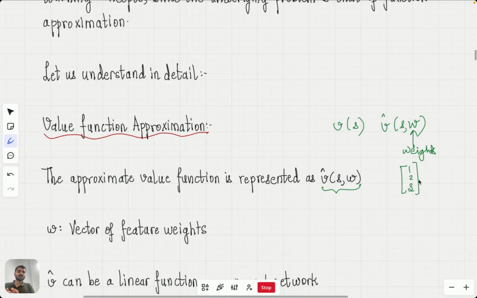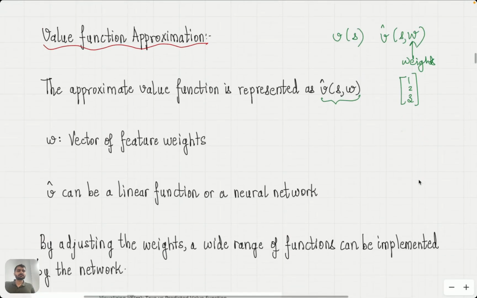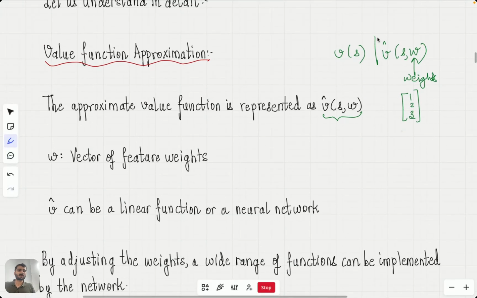So now the value function is dependent not only on our states, but it's also dependent on these weights, which are also called feature weights. I will explain why it's called feature weights in a while. So usually this function is used to approximate the value function. People who are familiar with neural networks can make an analogy here by thinking of these weights as similar to the weights that we have in neural networks, but we'll come to that in a while.